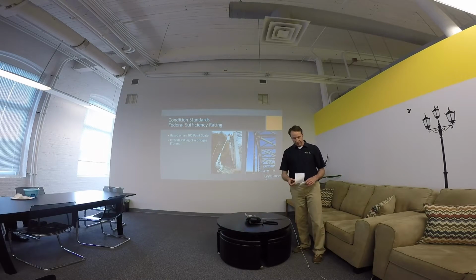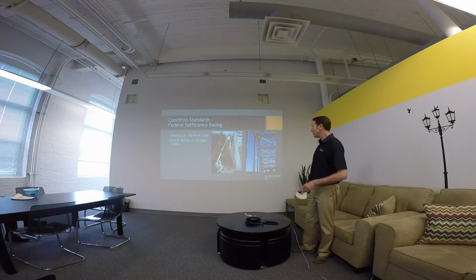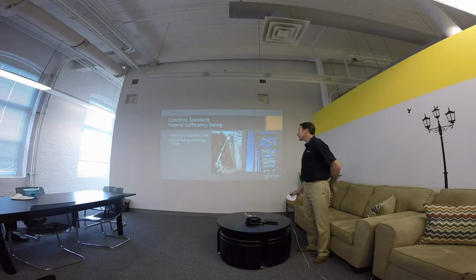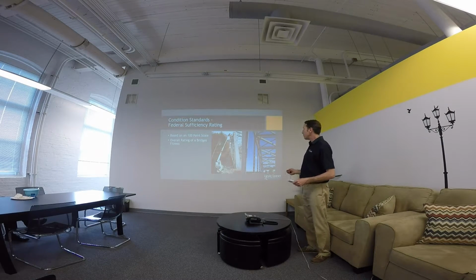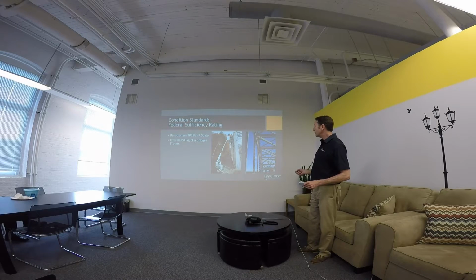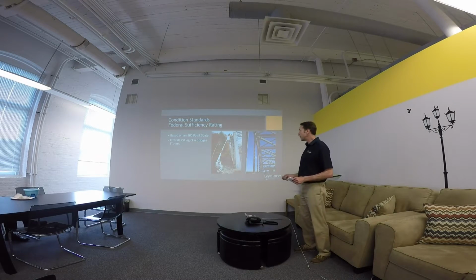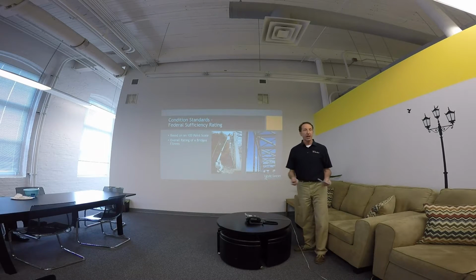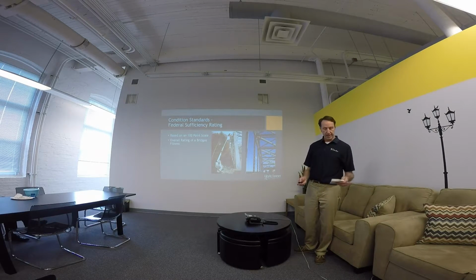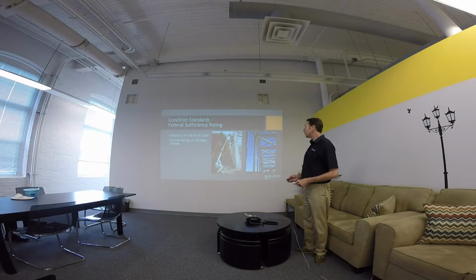Now bridges use the federal sufficiency rating program. It's a little bit different in that they break it into sections. They'll rate the superstructure, the deck, and the foundation. But it is based on a 100-point scale, just like the PCI was.